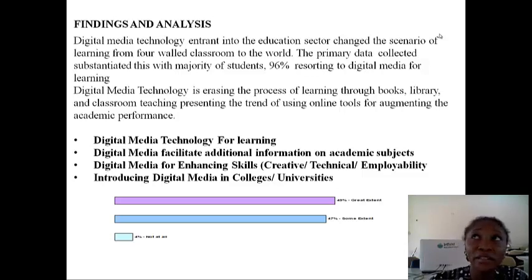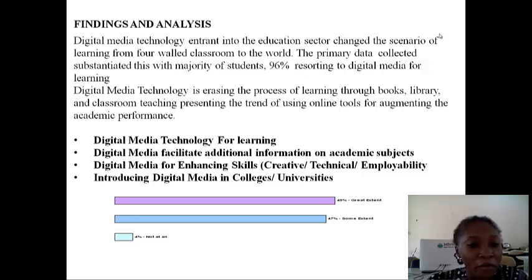Instead of, maybe if there is a research or you're being given an assignment, going to the library and going through the bookshelf just to get an answer to whatever assignment is being given to you, you can easily just go online. Once you have your digital media tools, just go online, do your research and get the answer to your curiosity.